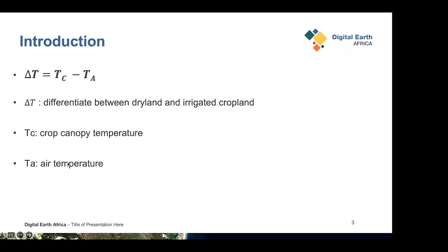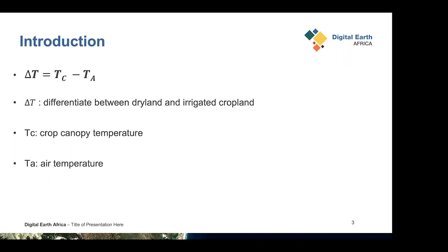So the formula that we see here, that's the delta T, is the formula that helps us to differentiate between dry land and irrigated croplands. And it's achieved using the crop canopy temperature and the air temperature. So if you find the difference between the crop canopy temperature and the air temperature, you'll be able to identify areas that are irrigated croplands and dry land.